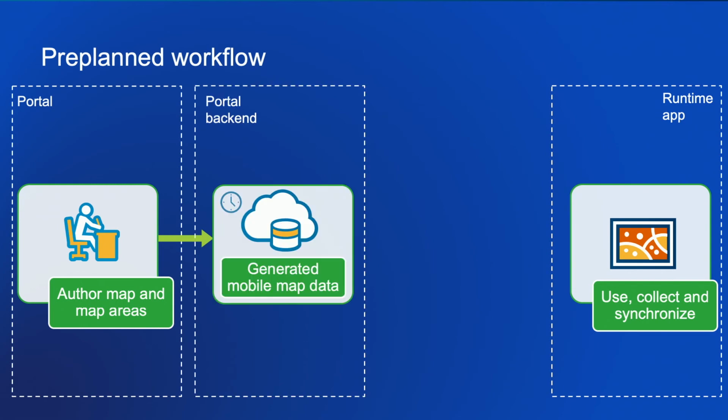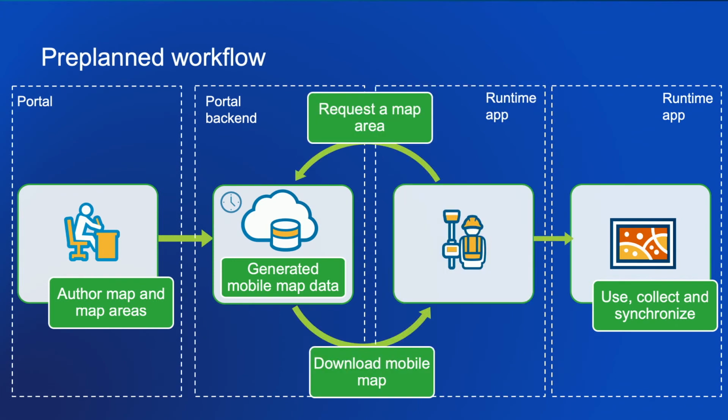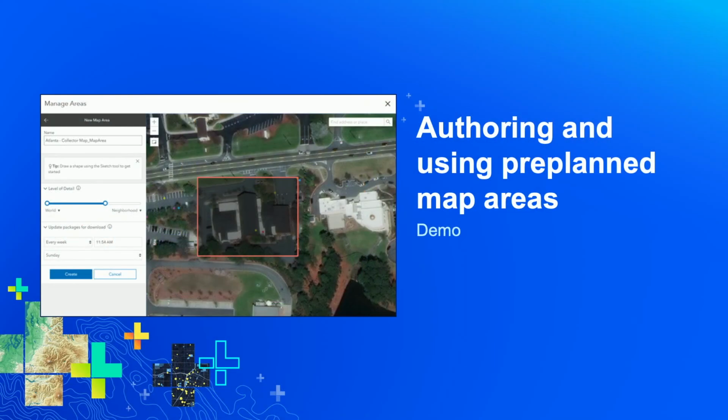But anyways, you author your maps and your map areas, you pre-generate the data for all those map areas, and then when the app needs to go offline, it basically picks an area, downloads all the packages that have been pre-generated, and it's done. And then it can go ahead and use that data offline, maybe edit it and synchronize it back. So let's take a look at a demo that shows us how you can use pre-planned map areas to go offline.